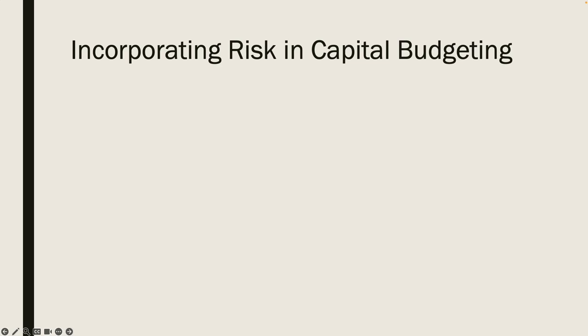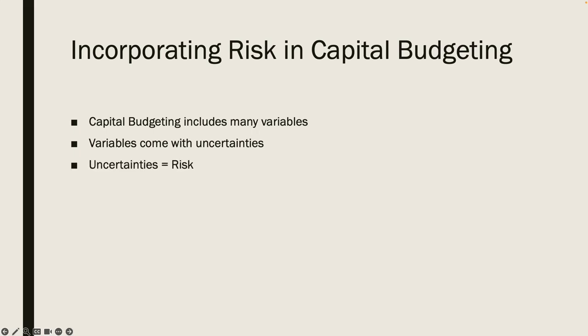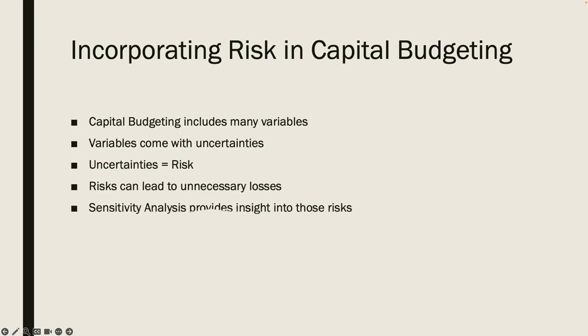So why should we incorporate risk into capital budgeting? First, capital budgeting includes many variables. Many variables come with uncertainties. Uncertainties equal risk, and risk can lead to unnecessary losses. Sensitivity analysis can provide insight into those risks and make them a little bit more predictable.